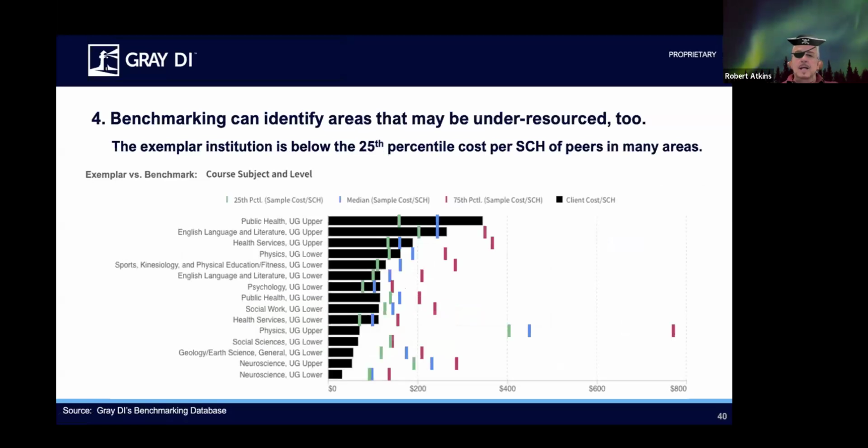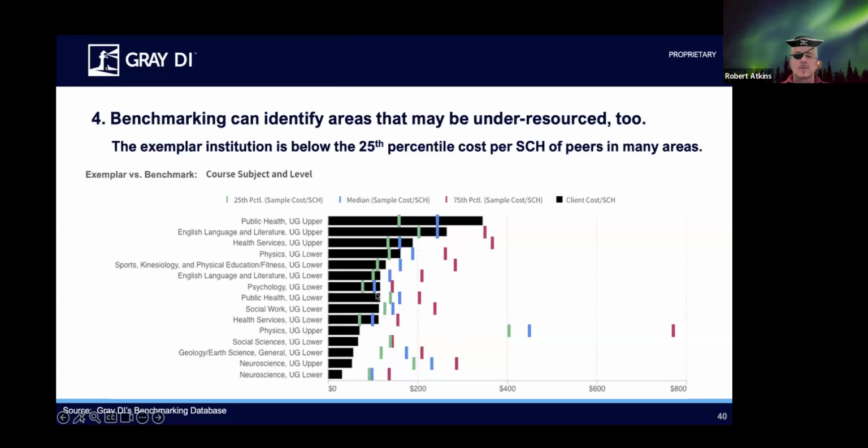Now, when you're managing costs, there are two sides to the coin. I think many of us have been focused on cost reduction for the last few years, but it's also possible for a program to be under-resourced. And if you look towards the bottom of this chart, what we see here, they're neuroscience, undergraduate, lower and upper. We've got a cost per student credit hour that's running under $100. Our mean is about 100 to 150. And if I look at this mean, it's well over 200, about 225. I look at that and say, we have a problem. We probably don't have enough instructors in these classrooms.